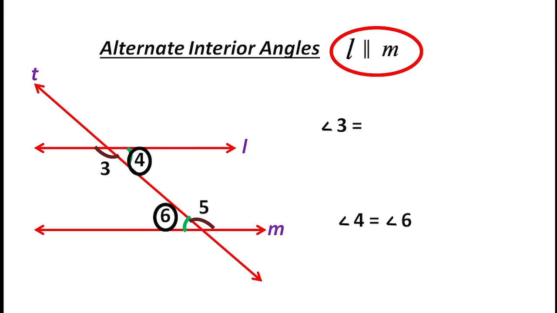So their measures will be equal because L and M are parallel. So in total, 2 alternate interior angles are there. If L and M are parallel, their measures will be equal. Next is alternate exterior angles.